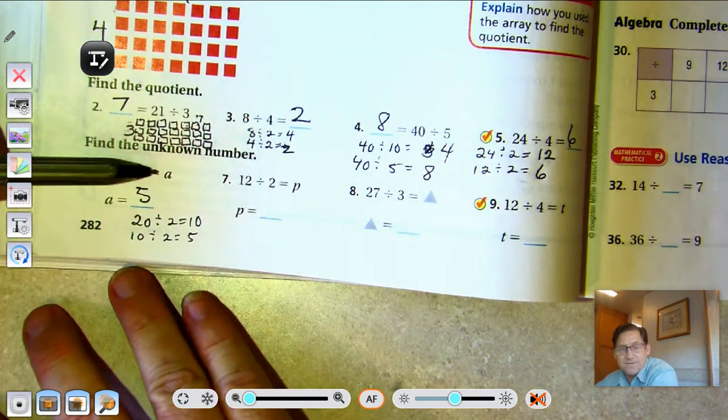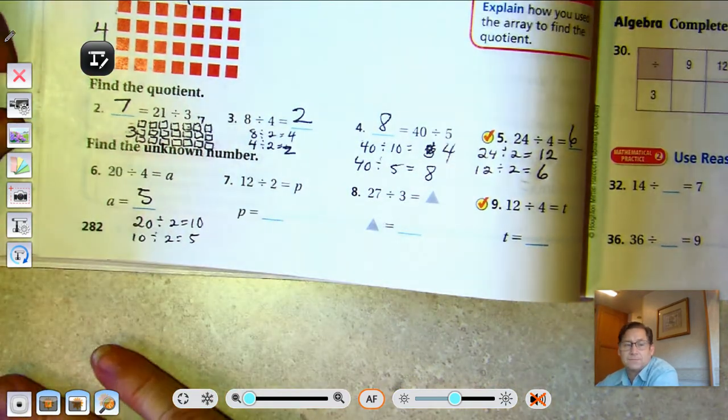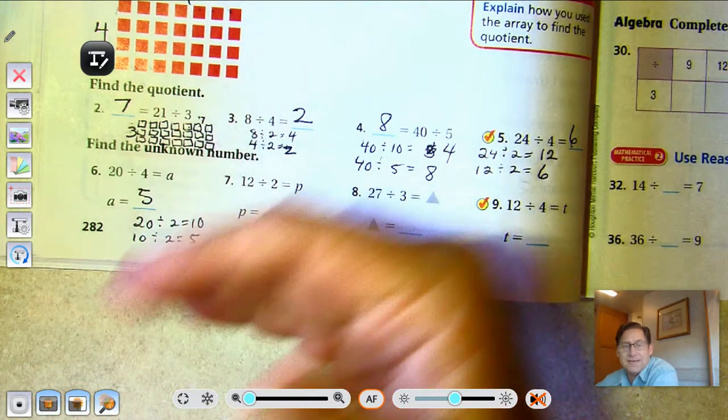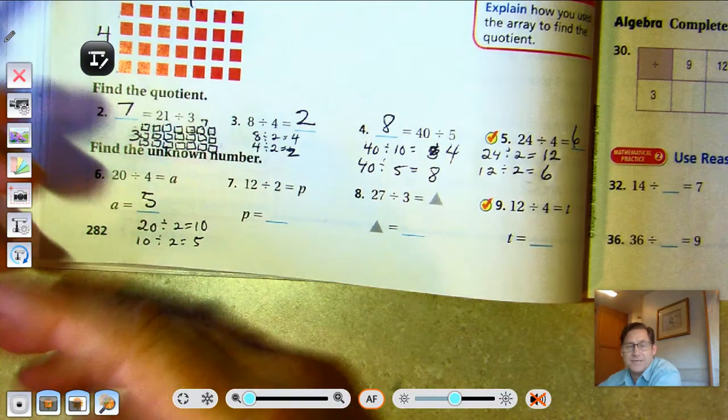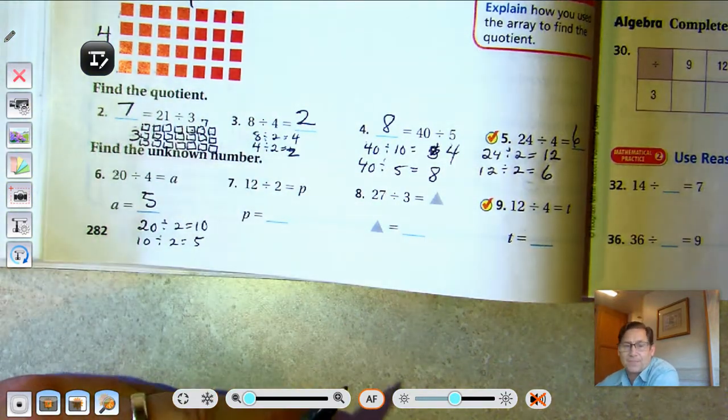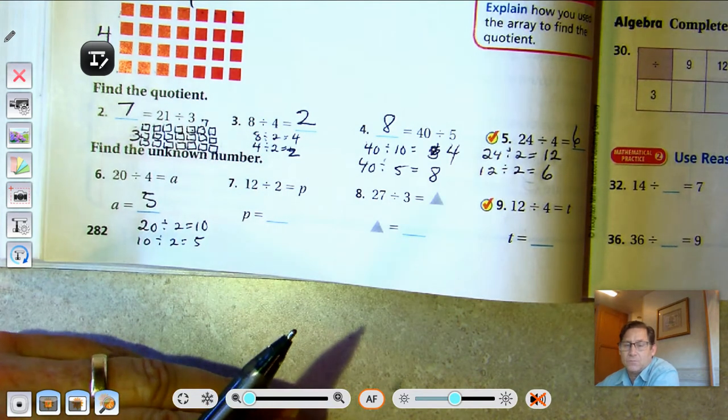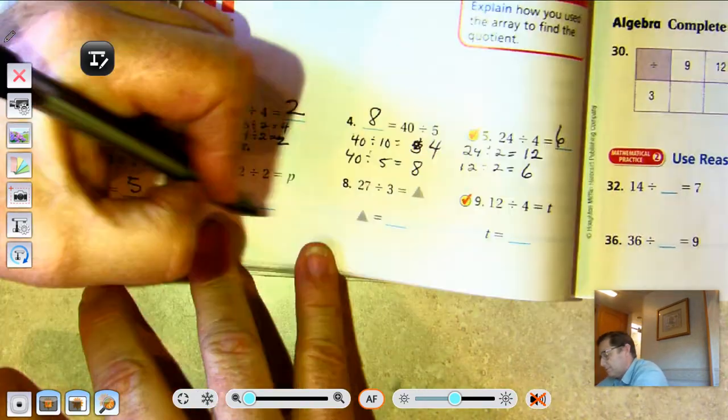Could I just say 20 divided by 4 is 5? Yeah. Could I say 4 times what is 20? Yes. Could I draw an array? Yes. Could I use a number line? Yes. Could I use equal groups? Yes. Any strategy, guys. Okay. 12 divided by 2 equals some unknown number. Well, what's half of 12? 6.